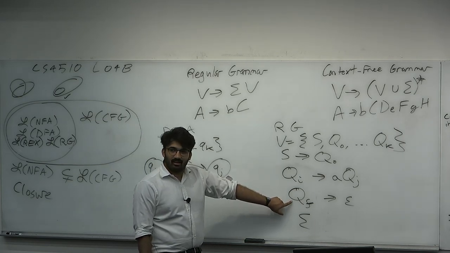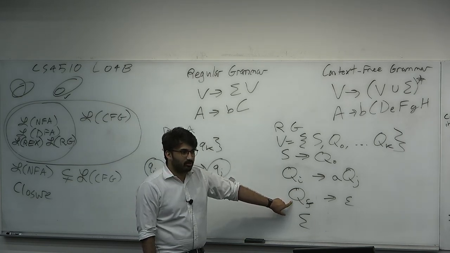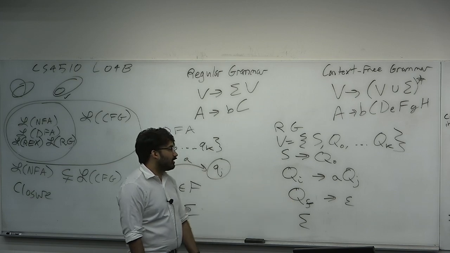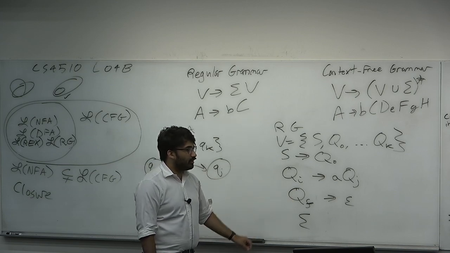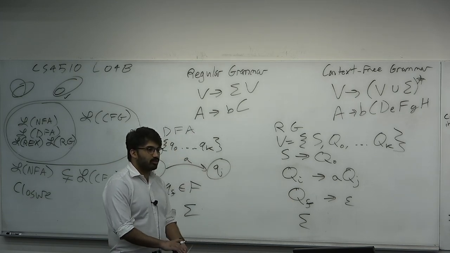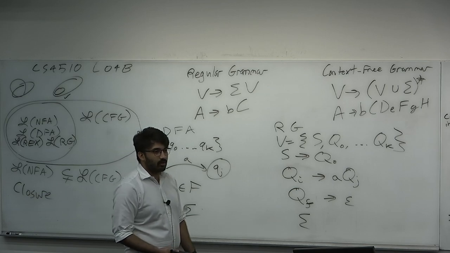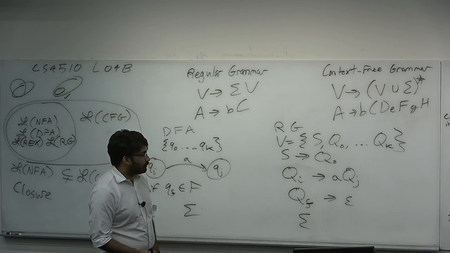Why do you need this? If it's a final state, why do you have this epsilon rule? Yeah, question? We need to be able to finish it, right? Oh, yeah. You want to stop production when you finish reading the word. So when you're at a final state, you can say, I give up. I'm going to stop. I'm going to throw my cards down.